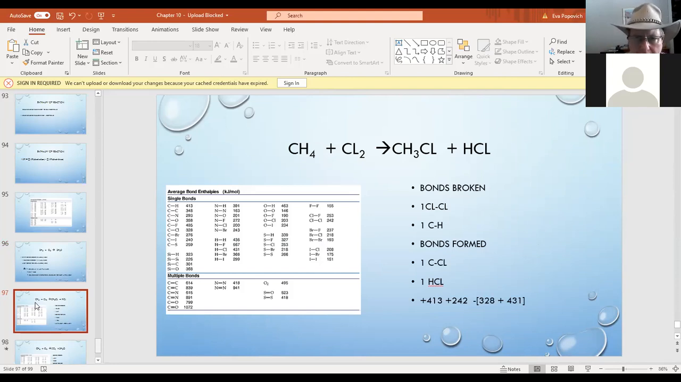Let's analyze this. How many C-H bonds do I break going from this compound to this one? What is the difference between this compound and this one?